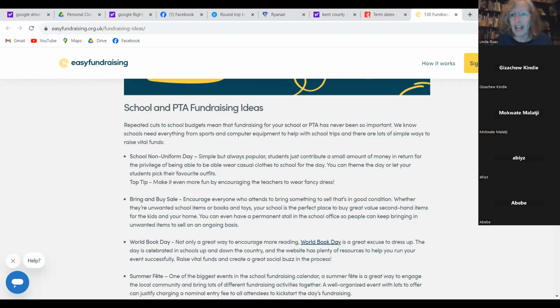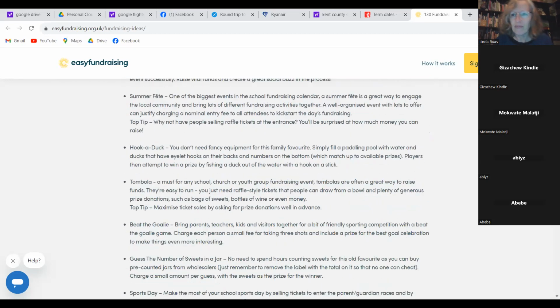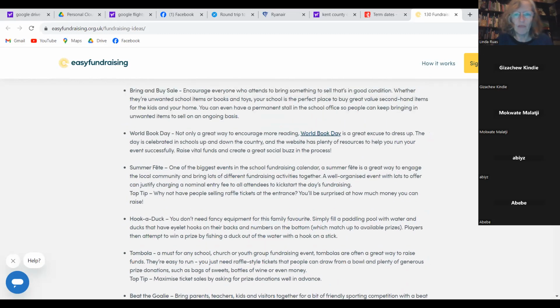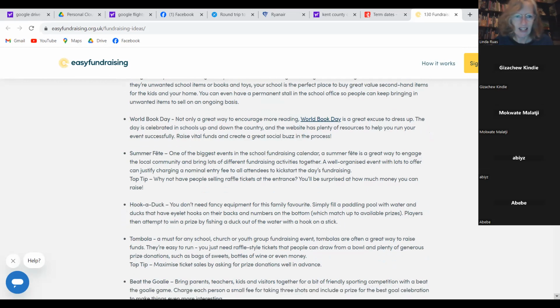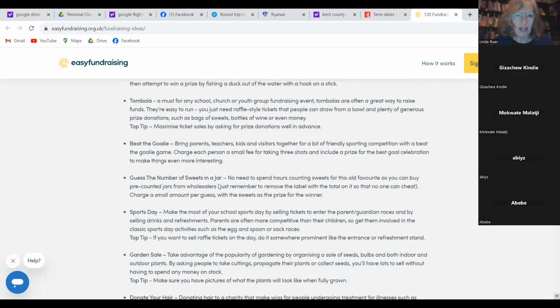A World Book Day. This is a lovely idea, when everyone dresses up in a costume from a book and has to pay a little bit of money. There are so many of these fundraising ideas. Tombola, beat the goalie, a little football competition, guess the number of sweets in a jar.